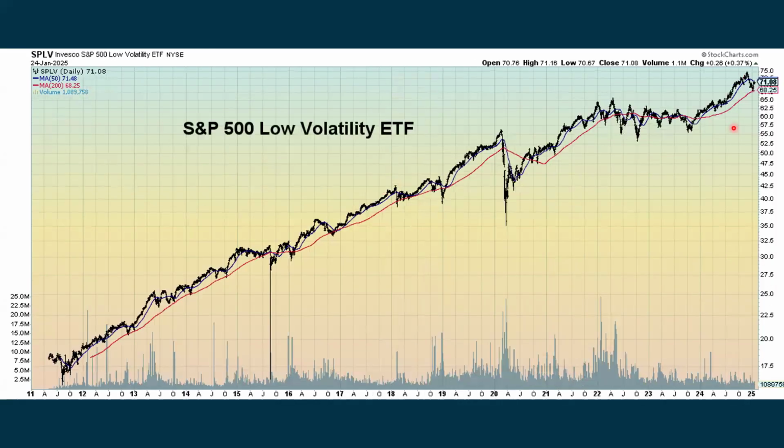Low volatility stocks came down to their 200-day moving average and are bouncing up, but are still underneath their 50-day moving average. These are more defensive, and these tend to perform better when the market's getting ready to go down.